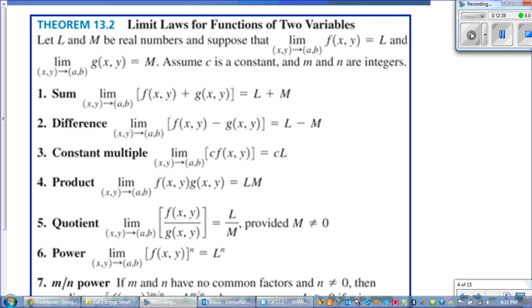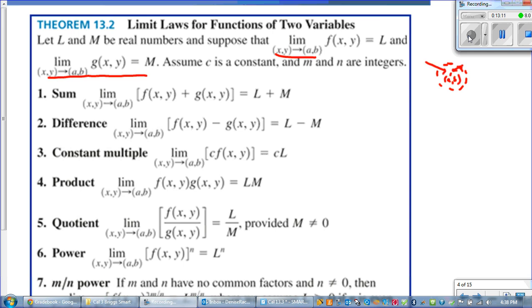Now let's look at our limit laws. These will look familiar. They're very similar to the ones that we had back in Calculus 1 when we had one independent variable. L and M are real numbers, and we're assuming that the limit of f of x, y is L and the limit of g of x, y is M, as the point x, y is approaching the point a, b. So again, we're down in a disk in the xy plane, and some point a, b is there in the middle. So x, y is getting closer and closer.